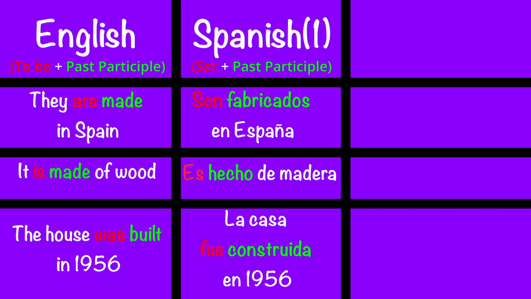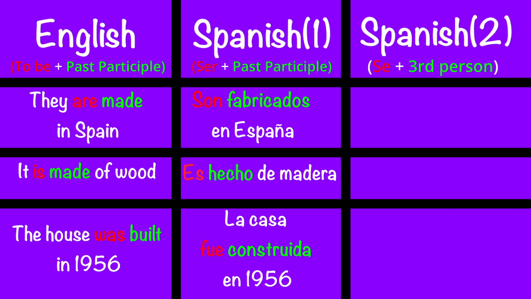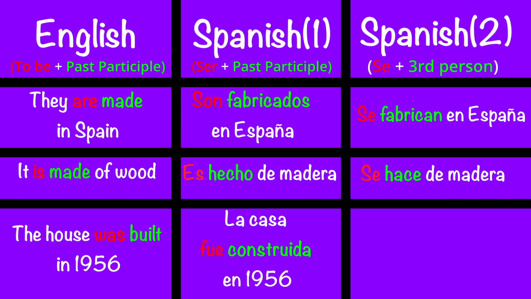But in Spanish, it is much more common to use se plus the verb conjugated in the third person singular or plural form. So what we have for the same sentences is: se fabrican en España. Here we use se plus the third person plural form because they are made in Spain. There is more than one, so we need a plural. Second one is: se hace de madera. Here it is just one thing that is made of wood, so we use a singular form of the verb hacer.